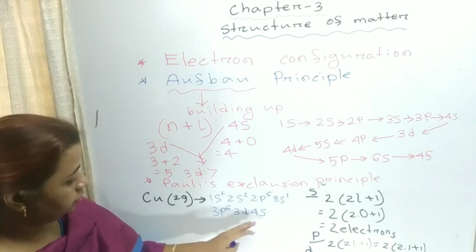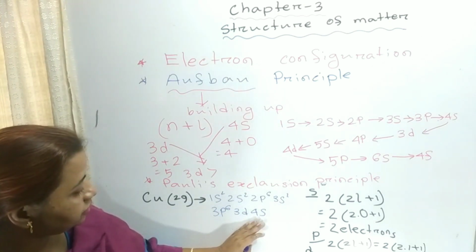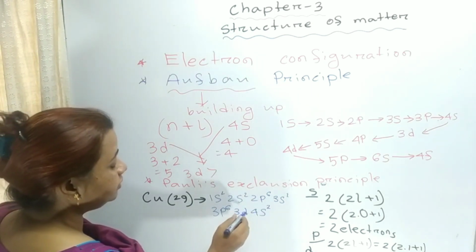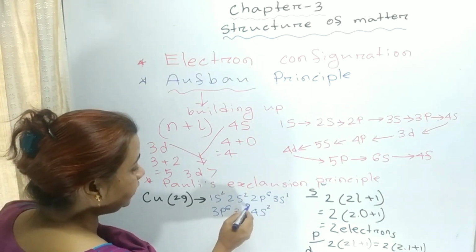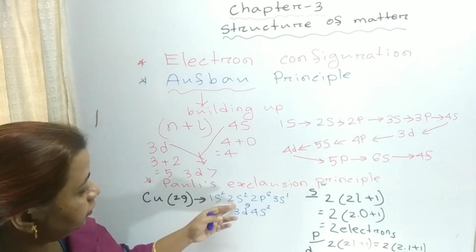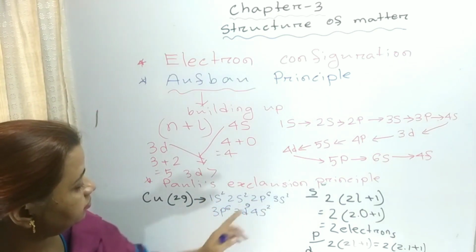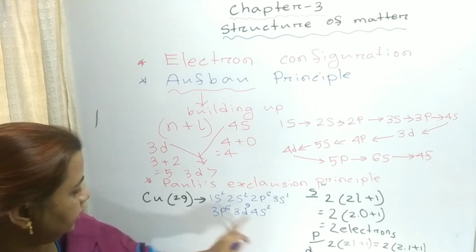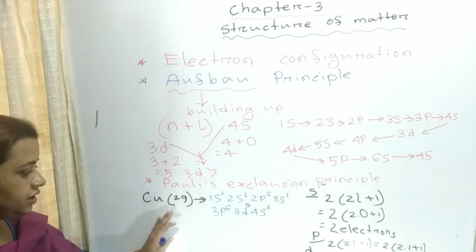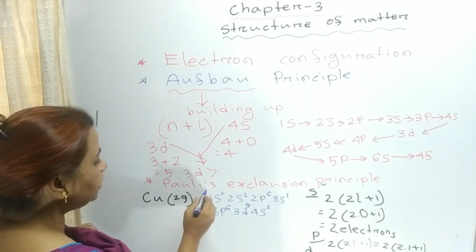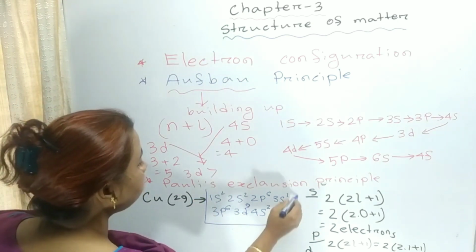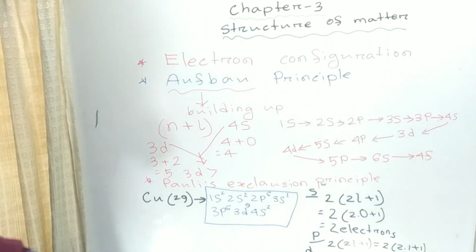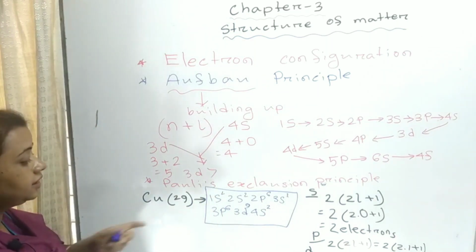So, how many electrons are supposed to enter over there? 2. And remaining electrons? 9. Total how many? 2, 4, 10, 12, 18, 27, 29. And the atomic number of copper is 29. According to the general rule, the electron configuration of copper should be like this. But it is showing exceptionality.